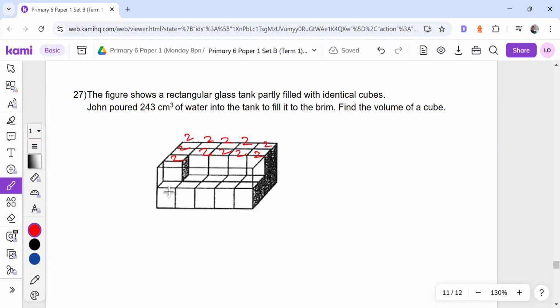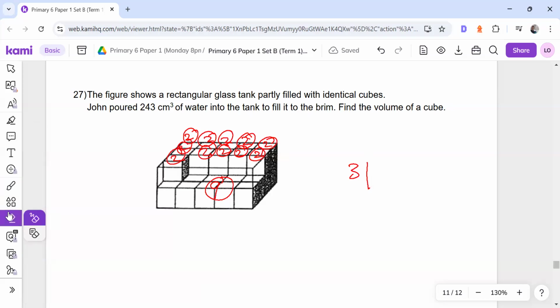Then there are cubes at the bottom. So that'll be 1, 2, 3, 4, 5, 6, 7, 8, 9. Just put 9. And then you add the numbers. So 2, 4, 6, 8, 10, 12, 14, 16, 18, 20, 22. 22 plus 9 is 31, right? Okay, so there are 31 cubes inside. And that's the least you can do. You don't leave it blank. You can find how many cubes inside.